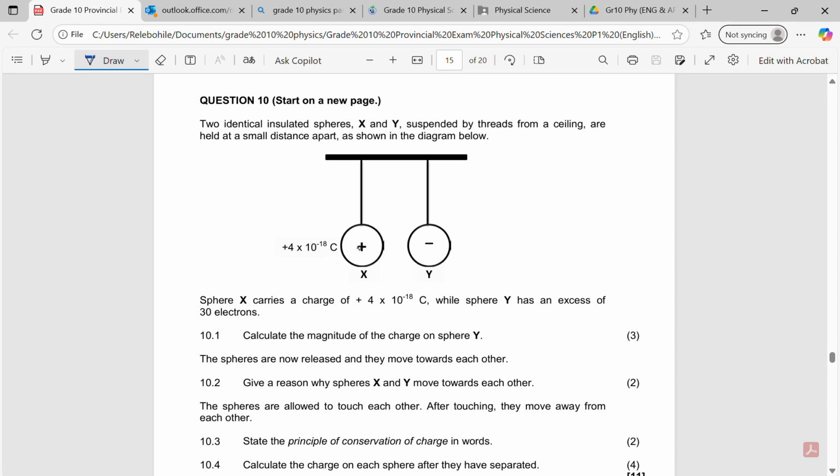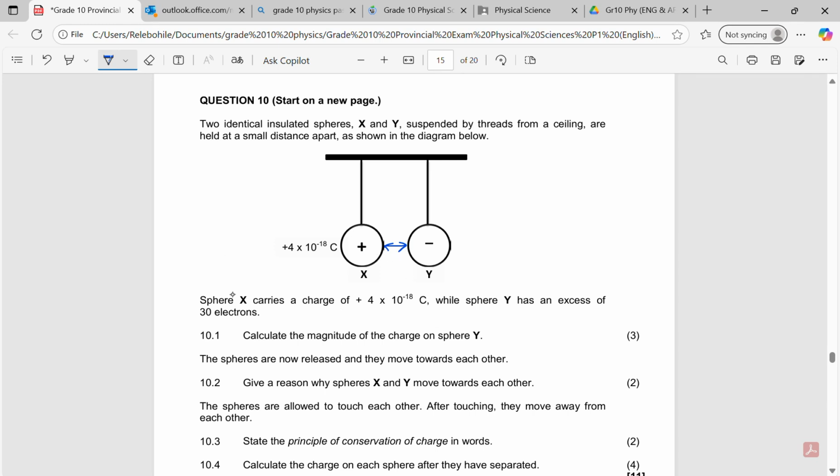This one is positively charged, meaning it has excess protons. This one is negatively charged, meaning that it has excess electrons. Another thing that we know about oppositely charged spheres is that they are going to attract, due to them being unlike charges. Yes, there's going to be an attraction between these two.